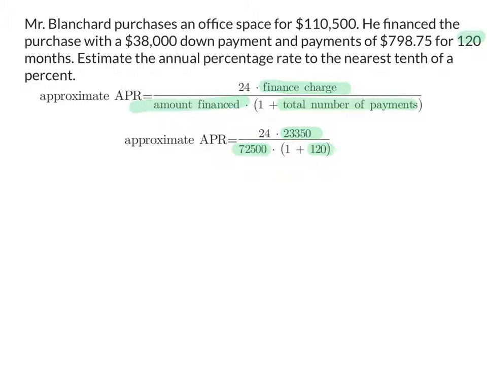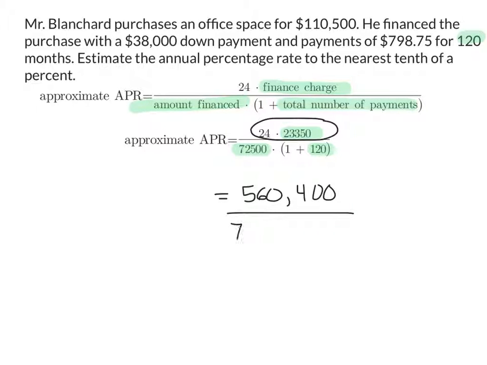Now I'm going to start my calculations. First, you want to multiply the values in the numerator. So 24 times 23,350 gives us a value of 560,400. Next, we can add the values in parentheses in the denominator. 1 plus 120 is 121. Now we're going to multiply the values in the denominator. I'll just leave the numerator as is.